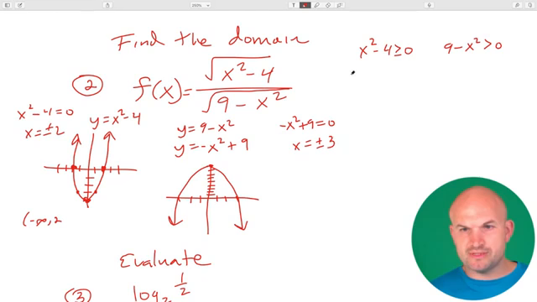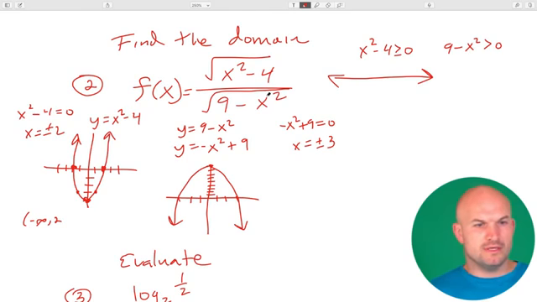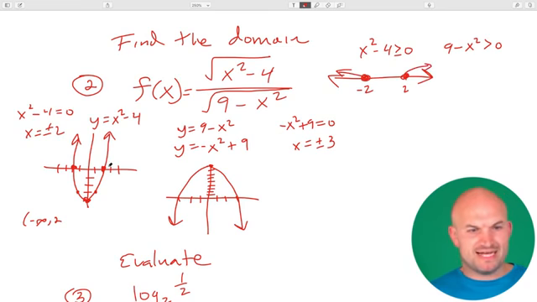Actually, you know what? Let's do a number line. So here's negative 2 and here's positive 2. Okay, so it can equal negative 2 and it can equal positive 2. But anything below negative 2 or above positive 2 is going to be above the x-axis.